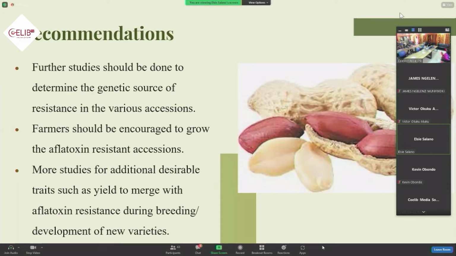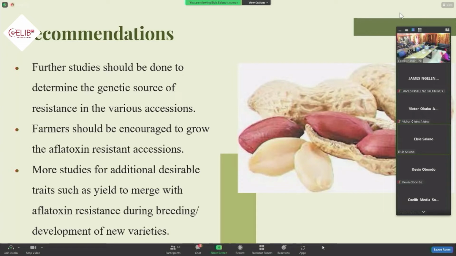A few recommendations were made from the work that further studies should be done to determine the genetic source of resistance in the various accessions. Then we can also encourage farmers to grow some of these aflatoxin-resistant accessions in a bid to combat the problem of aflatoxin contamination of peanuts.